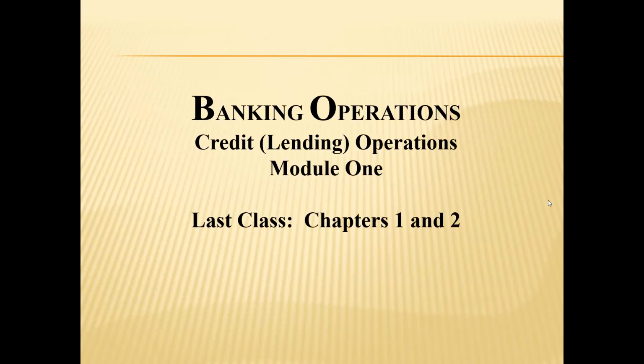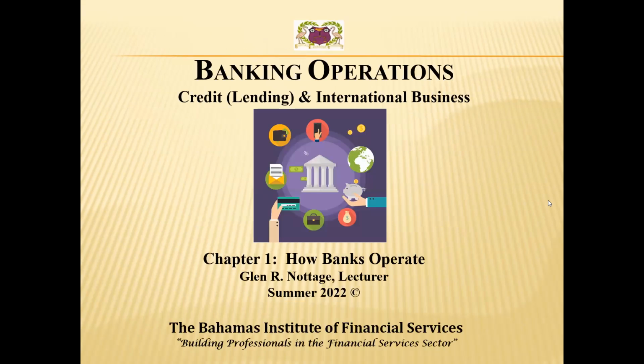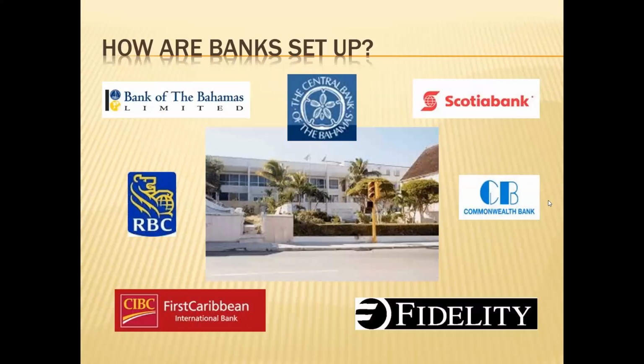Okay. So again, last class we looked at chapters 1 and 2, and we talked about how banks are set up, and most of the commercial banks are listed here on that screen. We also mentioned that there are credit unions that now come under the umbrella of the central bank, and so they're governed by the central bank. Then, of course, you have some of the other lenders out there: easy loans and some of the other lending institutions, Bahamas Development Bank, the Bahamas Mortgage Corporation.